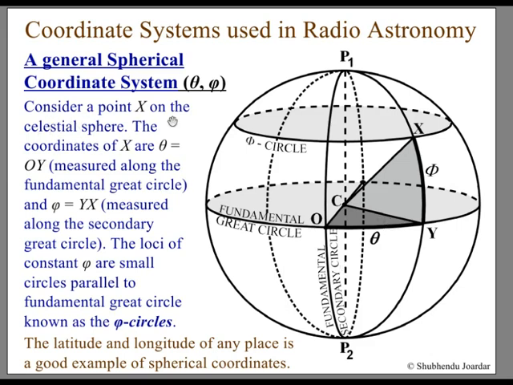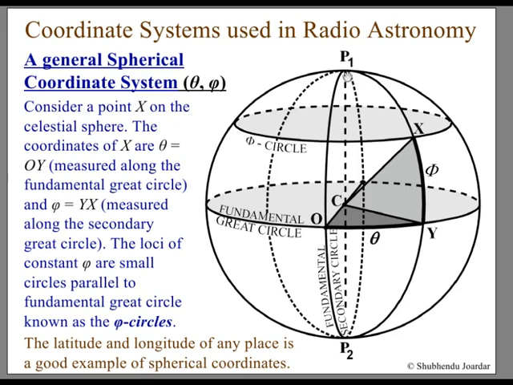Now I will read this one. Consider a point x on the celestial sphere. The coordinates of x are theta equal to OY, measured along the fundamental great circle, and phi equal to YX, measured along the secondary great circle. The loci of constant phi are small circles parallel to the fundamental great circle, known as the phi circles. In this diagram we call this a phi circle. In other diagrams we will call it a delta circle or diurnal circle, depending on the value. The latitude and longitude of any place is a good example of spherical coordinates.